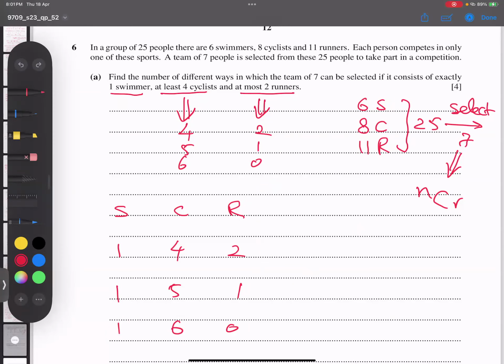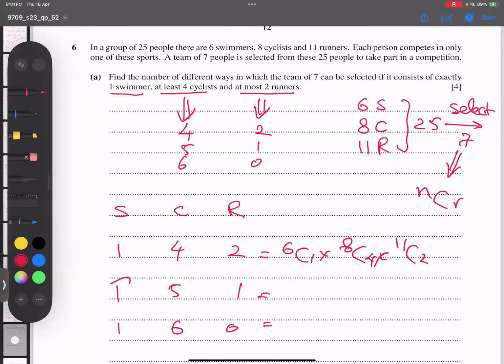Okay, first of all, how many swimmers are there? 6. So 6C1. How many cyclists are there? 8. So 8C4. And how many runners are there? 11. 11C2. So this is my first option. Okay, second, and then third.